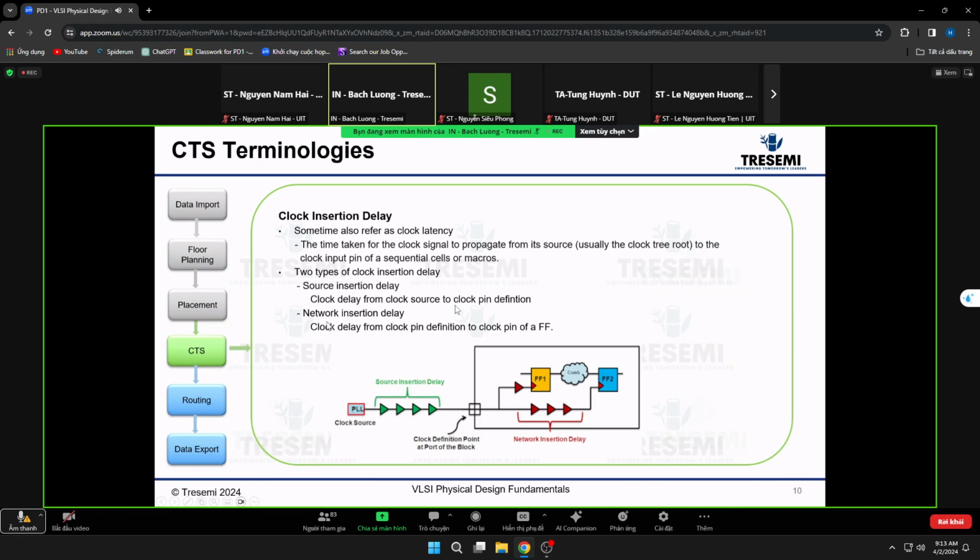Source delay basically is from your clock source, like on the chip, you have an oscillator or PLL which generates your clock, to the pin definition. So that's the two portions. This will happen at the SoC level. So the key takeaway is insertion delay. There are two types: the source insertion delay and network insertion delay. We will be dealing mostly with the network insertion delay during CTS.